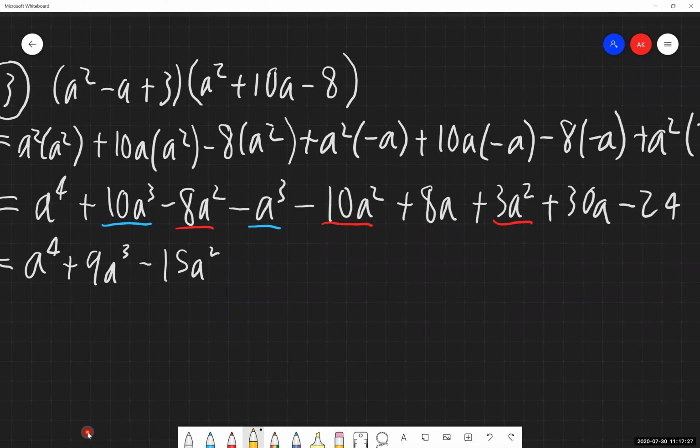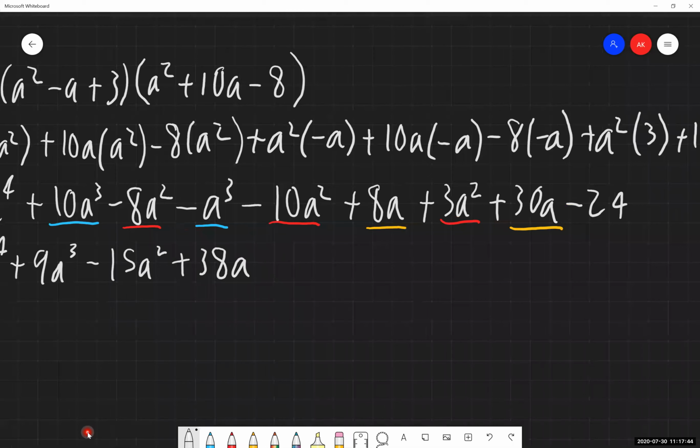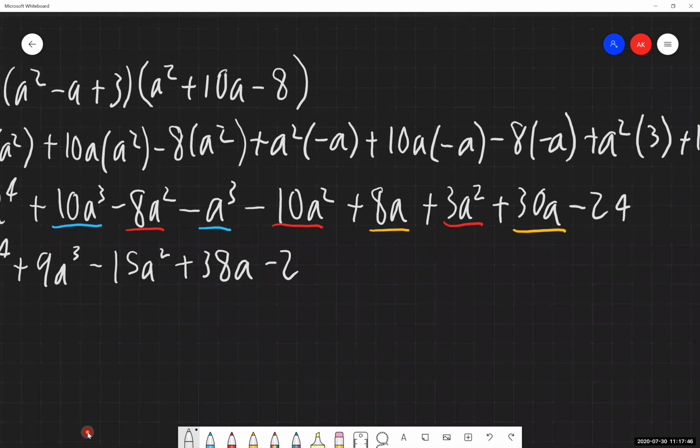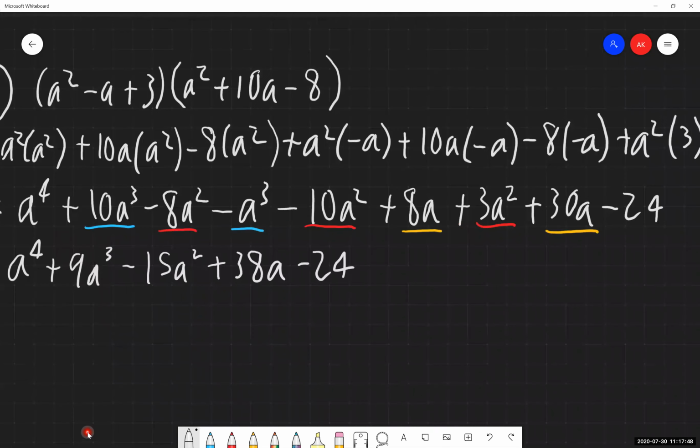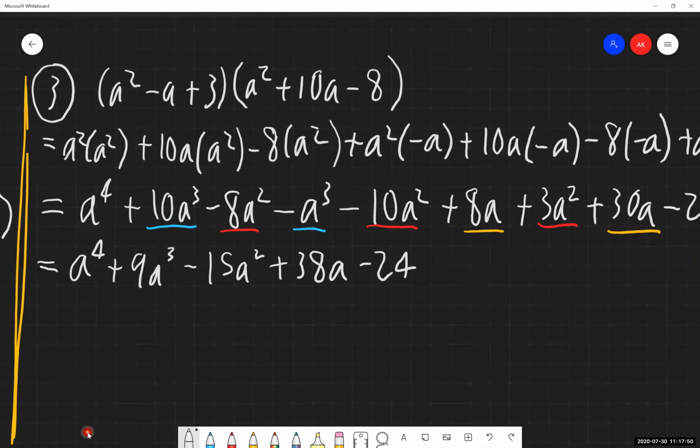And then lastly, I've got an a term and an a term here. Combine those together. We have an 8 plus 30, it's going to give me 38. And at the very end, I just have a minus 24. I'm checking to see again, can I combine any other like terms at this point in time? No, I cannot. So I have my final answer.